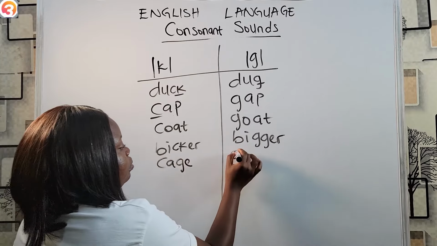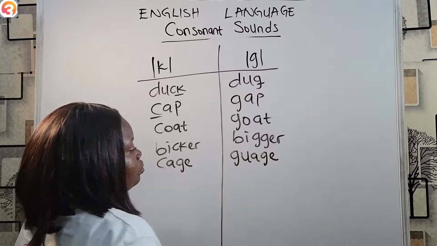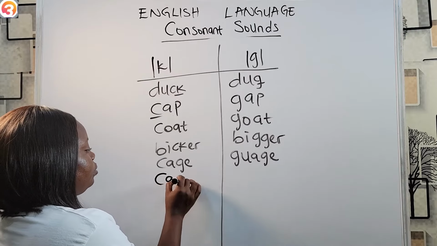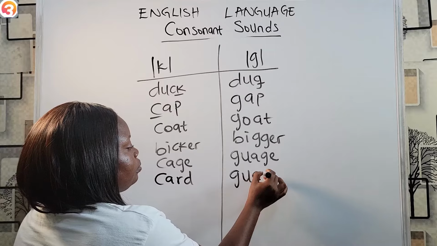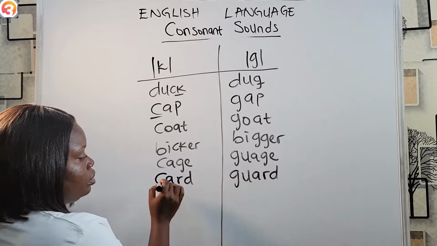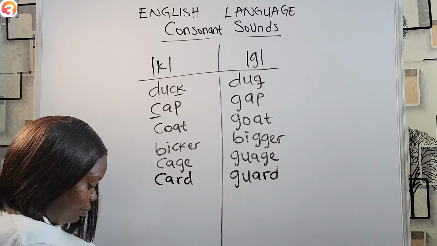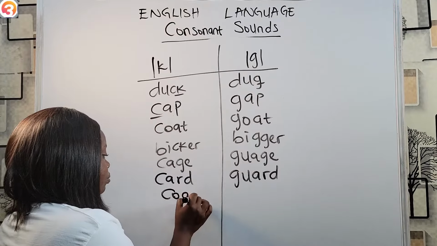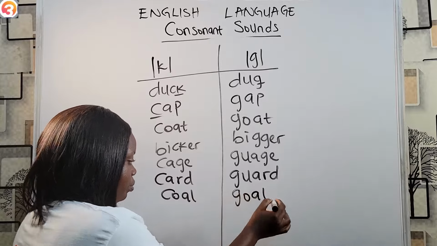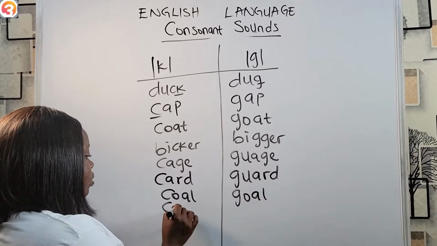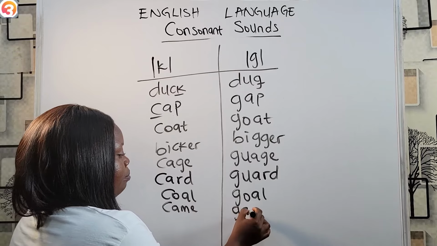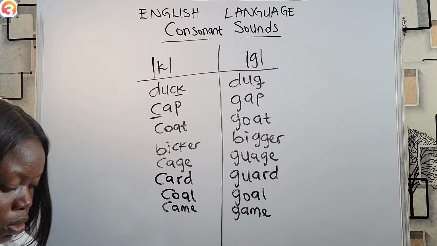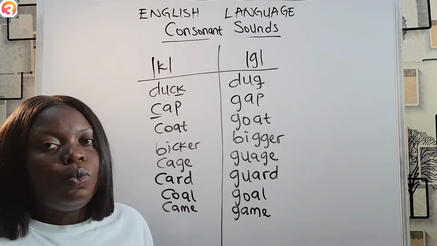Cage, gauge. So you have cage and gauge. You can have card, guard. Take the differences in the K and the G sound. Here we have coal, goal. Other ways we can have came, game, class, glass, code, gold. Words like that.